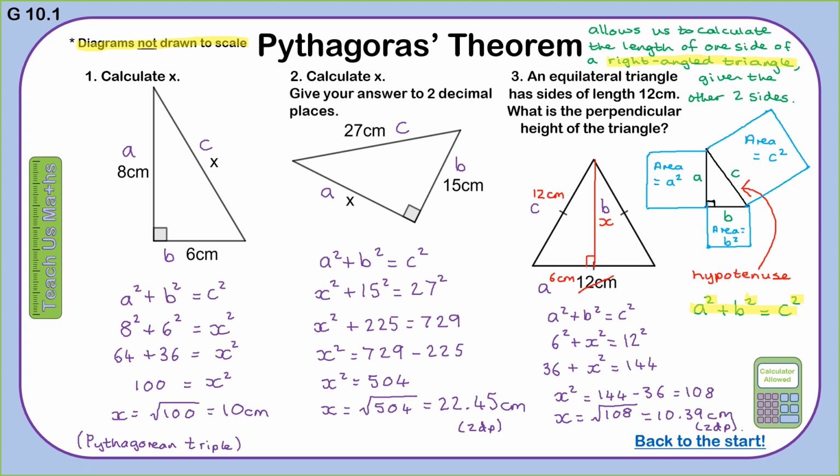In some of the questions, you may need to go further than just calculating the third side in a right-angled triangle. For example, for this question here, question 3, I may have been asked to calculate the area of the equilateral triangle. In order to calculate the area of a triangle, I need the perpendicular height of that triangle. So we need to use Pythagoras' theorem first to calculate that, before using the formula for the area of a triangle.